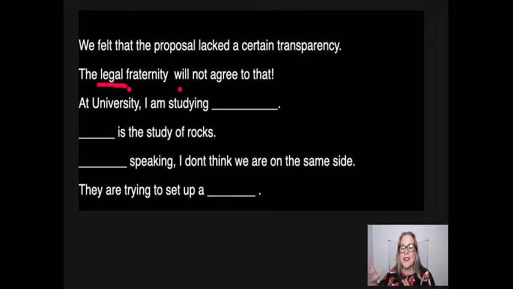In this sentence, we're talking about a group of lawyers, but obviously it sounds a lot nicer by saying the legal fraternity will not agree to that instead of saying the group of lawyers. Okay, this is a much better way, much better English. And yes, Ahmed says politically. No, it's fraternity, Ahmed, but good try. Okay, let's go on to the next one.